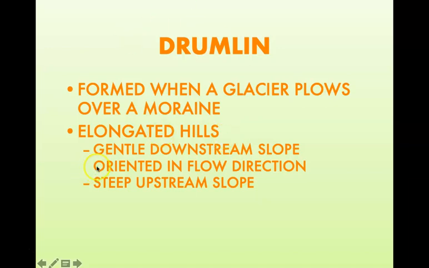And what's neat about them is the way they always form, and this is how they can tell that it is glacially formed: it has a gentle downstream slope and a steep upstream slope. All right. So if you're looking uphill towards the glacier, you're on the steep side. If you're standing in front of the glacier, looking in front of it, you're going to see that gentle slope. And then, more so, these things point in the direction of the glacier's flow.